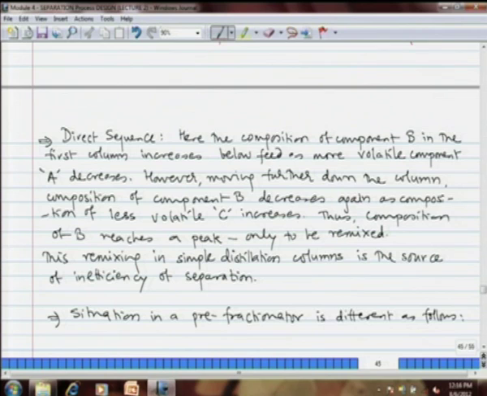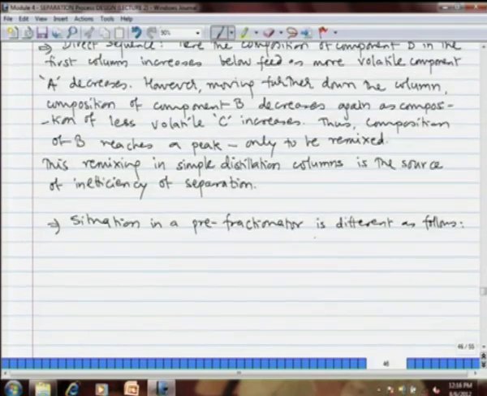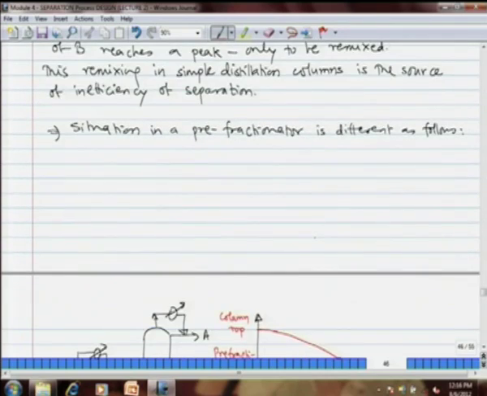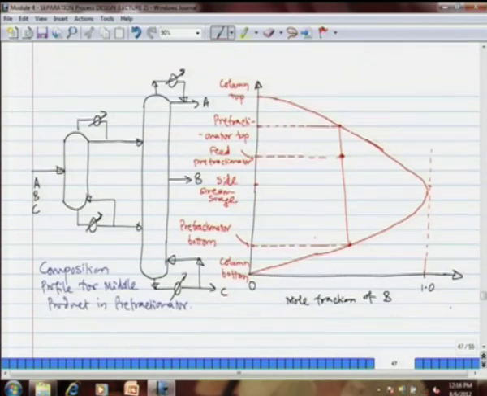So, the composition of B reaches a peak only to be remixed, and this remixing in simple distillation column is the source of inefficiency of separation. In a Pre Fractionator, this particular deficiency is removed. Now, let us see what happens in a Pre Fractionator. In a Pre Fractionator, the ABC mixture is split into mixture of AB and BC, and of course, here we have a partial condenser and partial reboiler. We do not have total condenser, total reboiler. We have a partial condenser and partial reboiler.